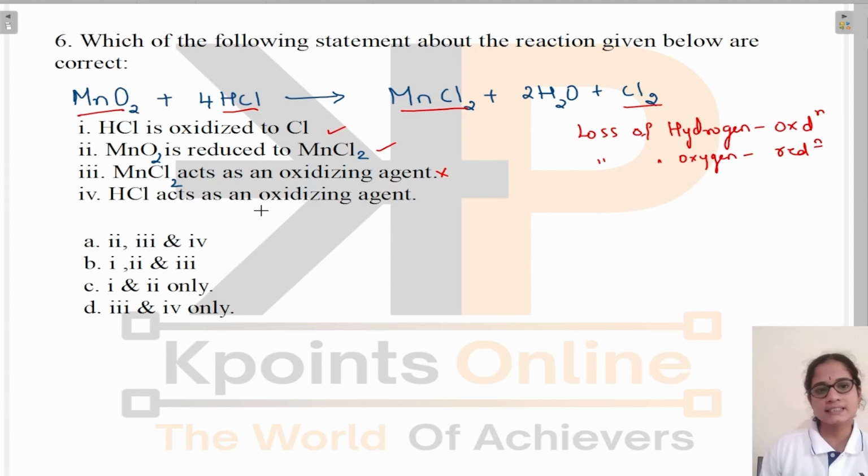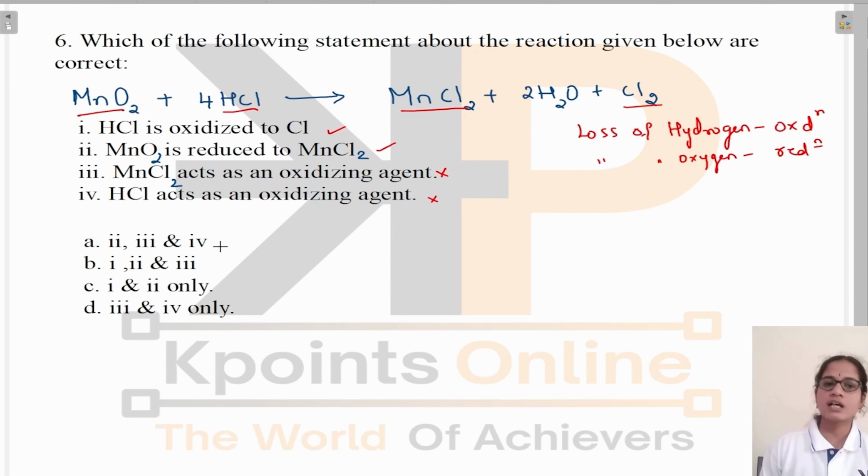Then, HCl acts as an oxidizing agent. HCl is undergoing oxidation, so it will not be an oxidizing agent. It will be a reducing agent. As it itself is undergoing oxidation, it will be a reducing agent. Okay, this is also a wrong option.